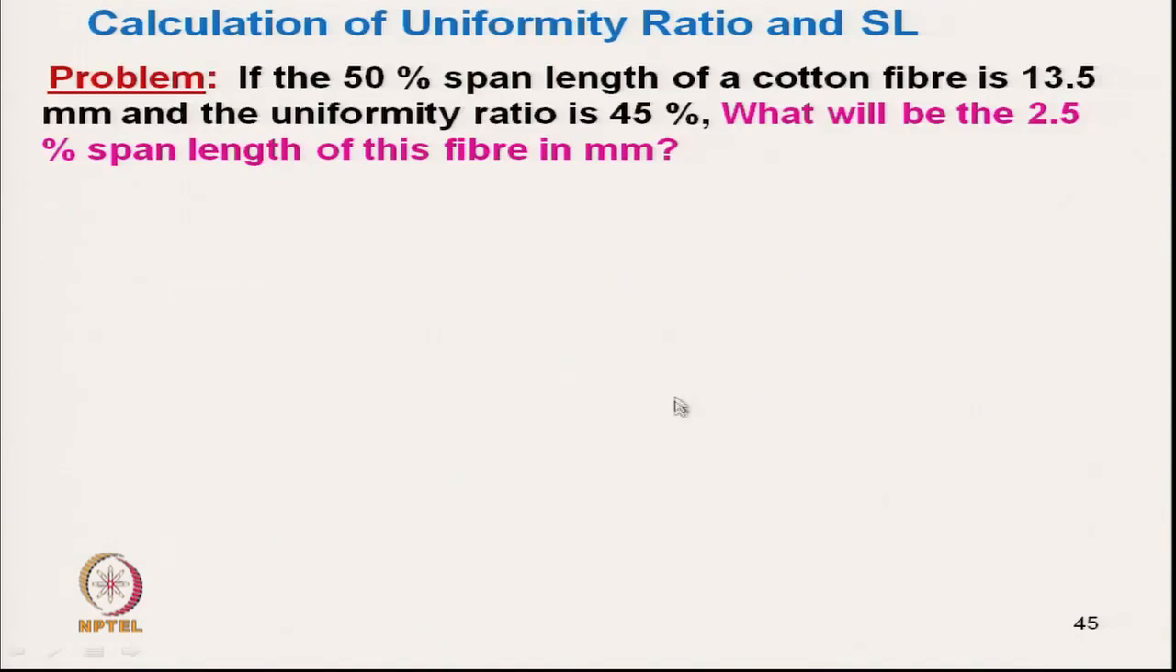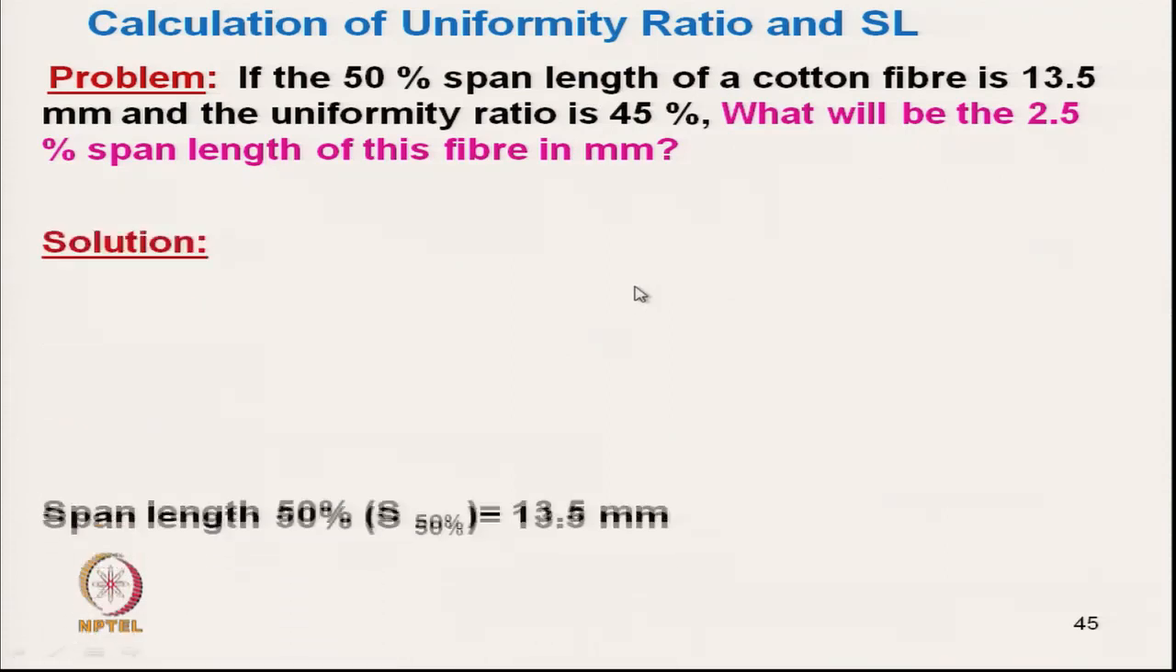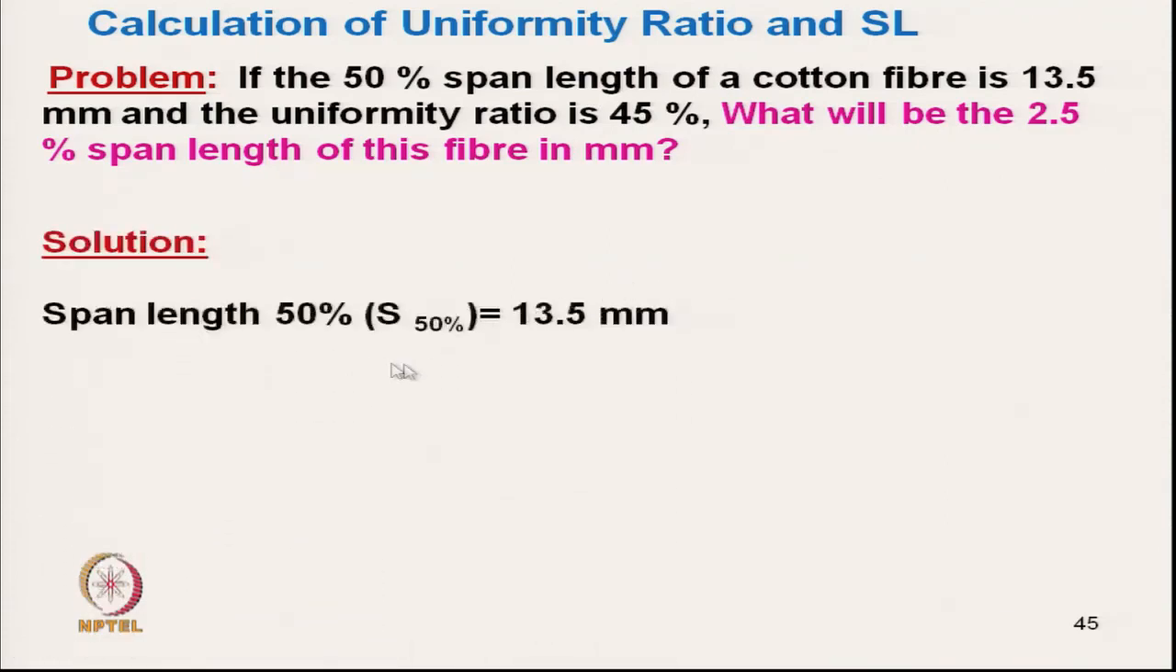Next problem is a similar problem. The 50% span length of cotton fiber is 13.5 millimeter and the uniformity ratio is given as 45%. What will be the 2.5% span length in millimeter? So, it is again a simple formula.